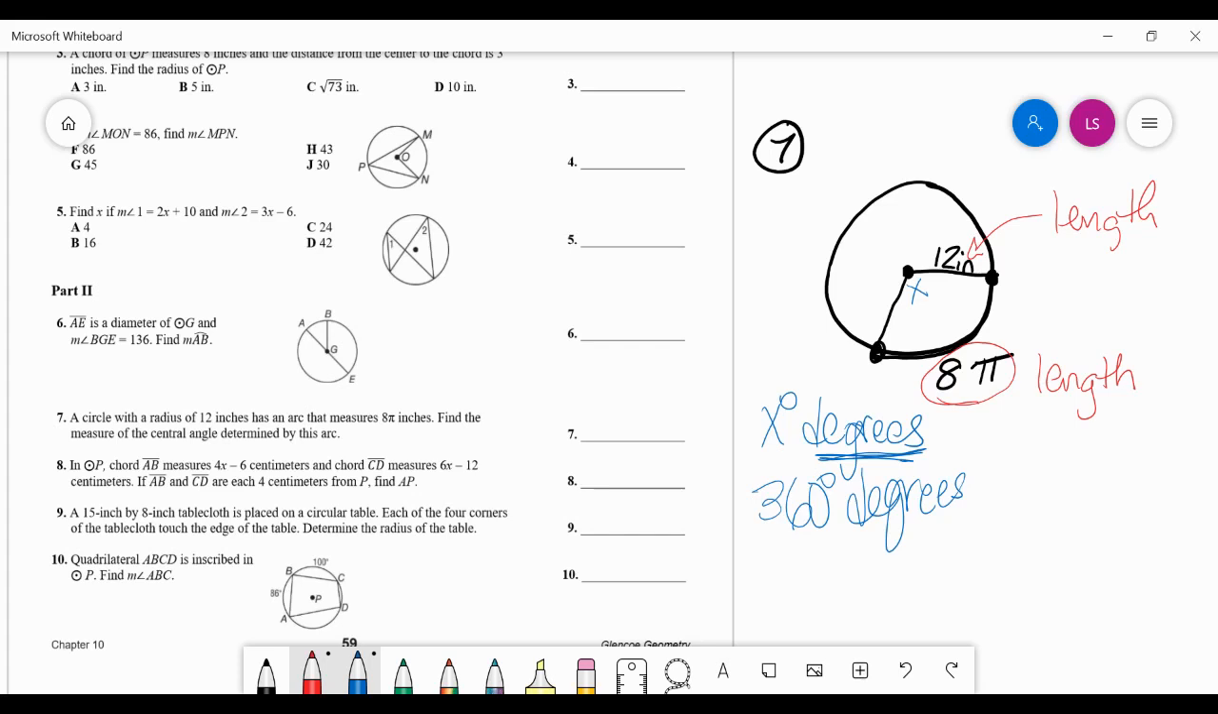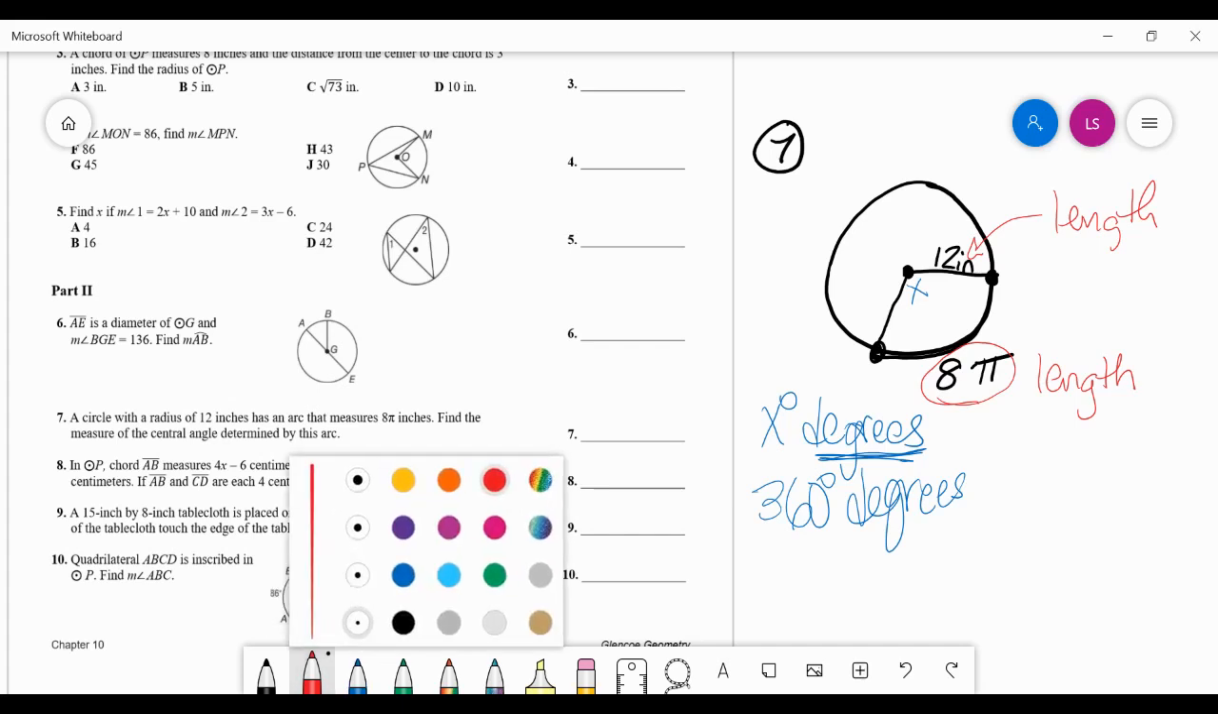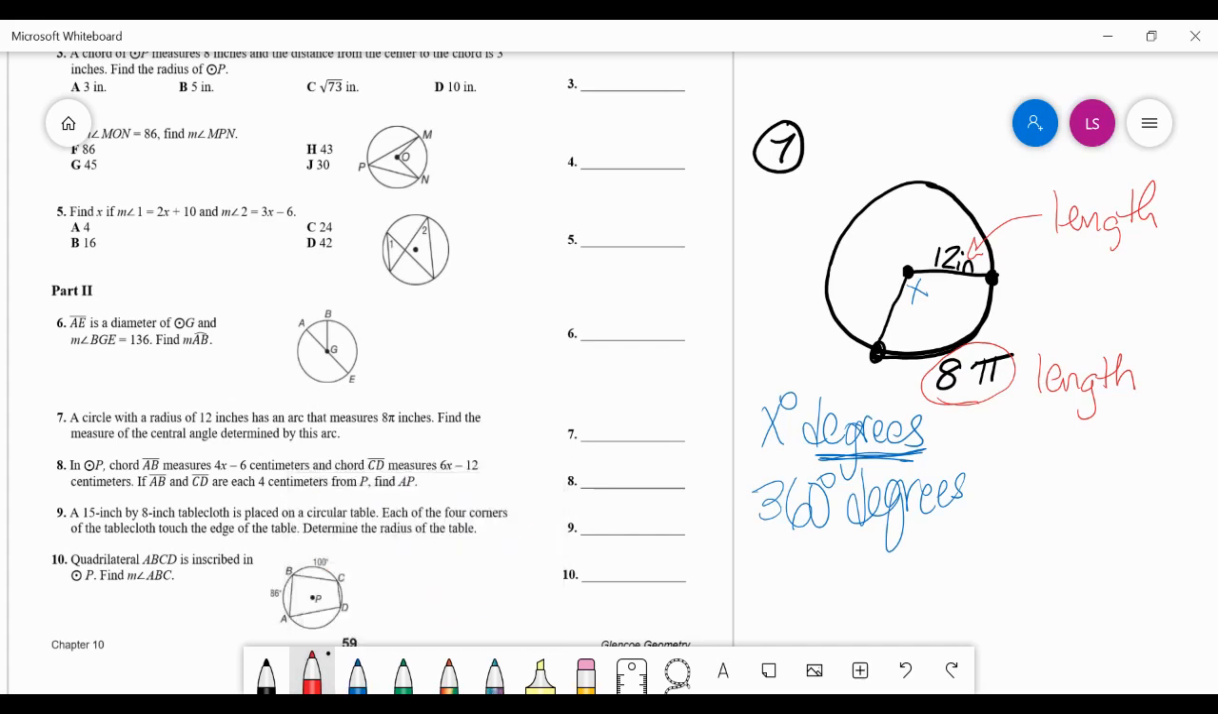So the first thing you should always do with these is find the circumference. So that's what I'm going to do first. Now remember, circumference is length. So I'm going to do C equals pi times diameter. I always use this formula instead of the radius formula. So that equals pi times 24, because our radius is 12, so the diameter is 24. So that gives me 24 pi.